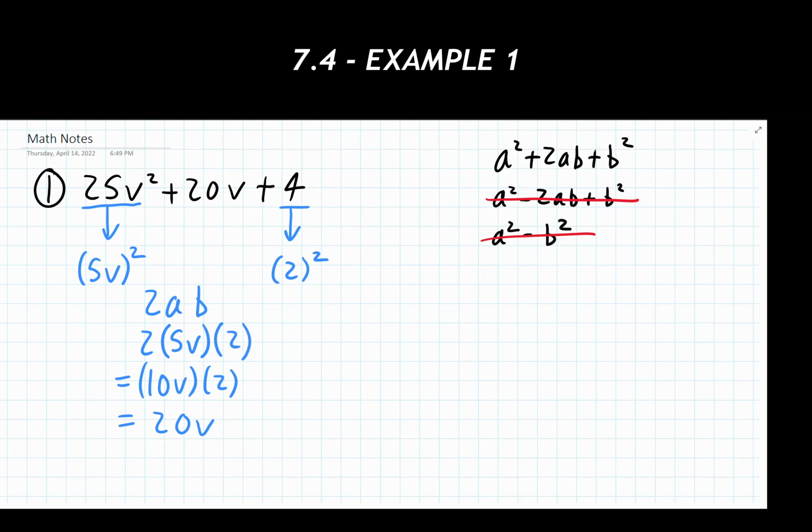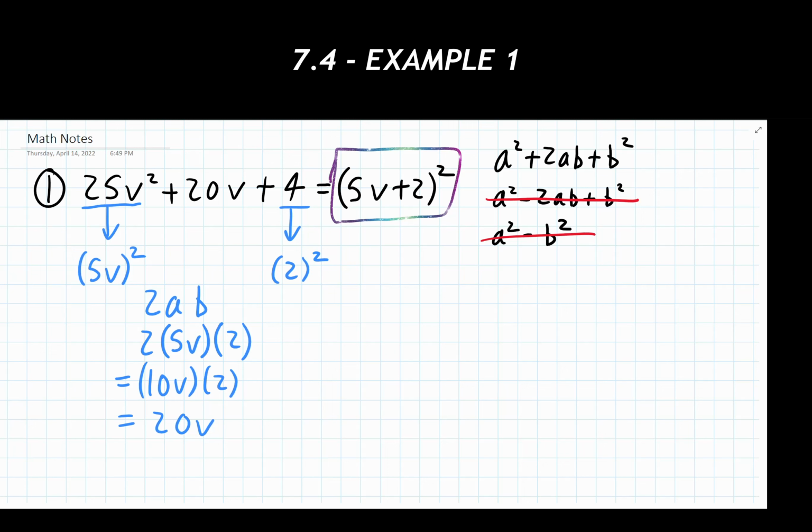And I can rewrite this into my final fully factored form of 5v plus 2 raised to the second power. The reference back to our notes is necessary for how to write that out. And there we have our final answer.